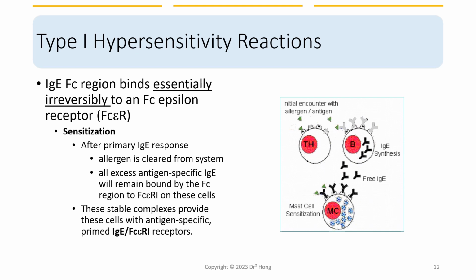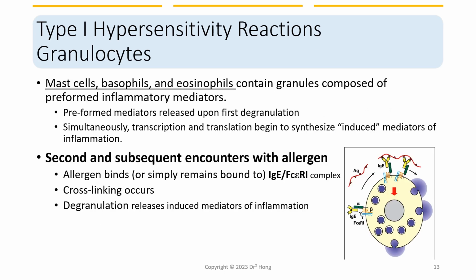During sensitization, allergen is cleared from the system, and all the excess antigen-specific IgE remains bound by the Fc region to the receptor on the cells. These stable complexes provide these cells with antigen-specific primed IgE and Fc receptors that are ready and waiting to bind to more antigen or allergens. We use mast cells as an example, but in fact mast cells, basophils, and eosinophils are all capable of binding to the Fc region of IgE.